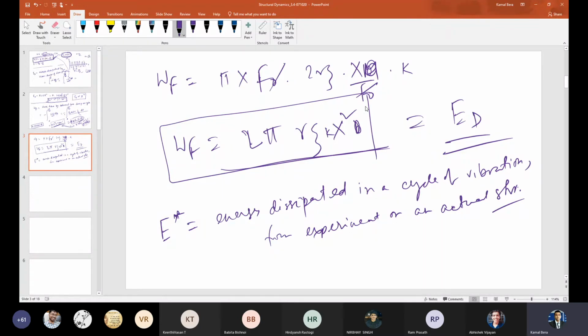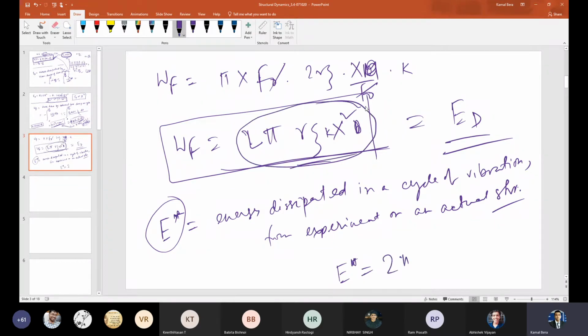It is the hysteresis loop, from the force-deformation relationship. I'll show you the graph. You might be aware of the term strain energy; you might have heard about it. The energy dissipation is a similar type of thing. So E star, let's say from the experiment on the actual structure I have found the energy dissipation. Now I will equate this E star to my expression.